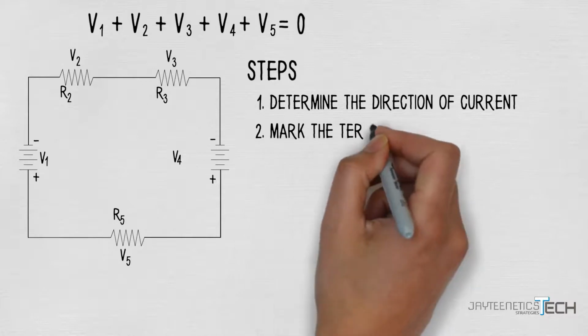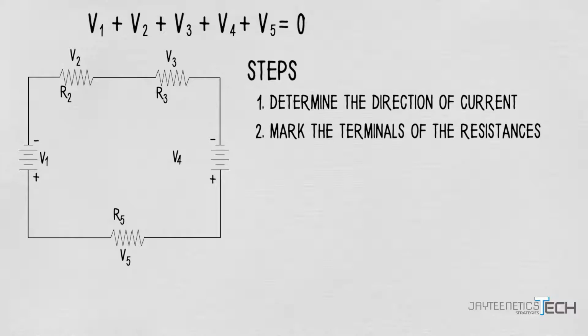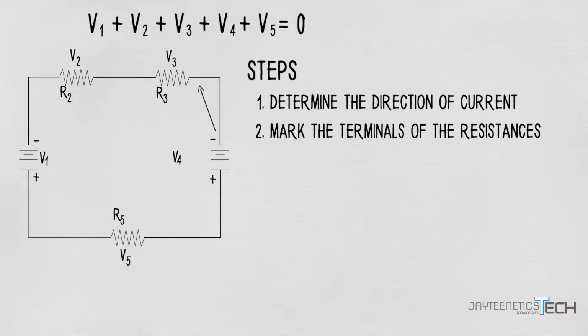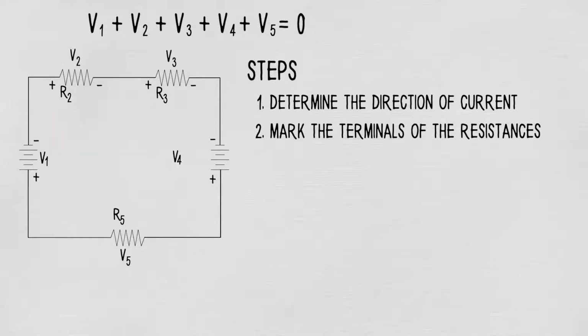Next is to mark the terminals of the resistances. Here is the rule. The terminal of the resistance that is connected to the negative terminal of the reference voltage source will be marked negative. So let's mark this terminal of V3 negative, and of course, the other terminal is automatically positive. Next, this terminal is connected to the negative terminal of the battery through resistance R3. Therefore, we will mark this as negative, and the other one will automatically be positive. Do the same until all resistances are marked.